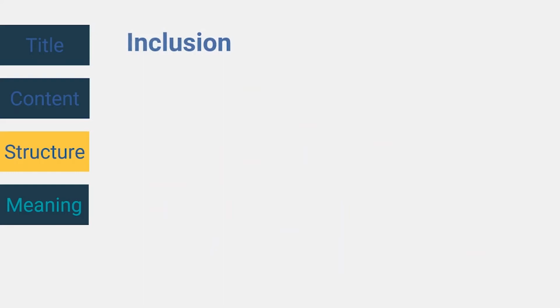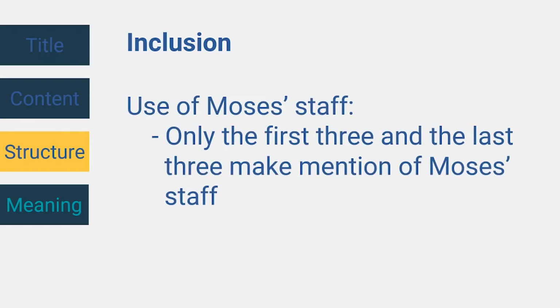And then let's briefly look at the inclusion that I found. This isn't the main structure, but it is still interesting to see that during the first 3 plagues, the staff of Moses is mentioned explicitly. But then for the next 4 plagues, the staff seems to completely disappear, only to re-emerge for the final 3 plagues again. This way, the structure is all neatly wrapped up.